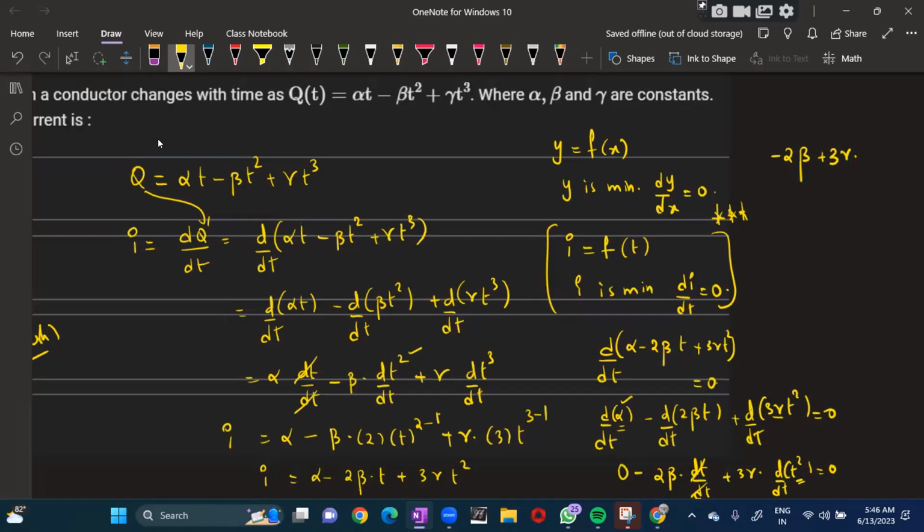dt by dt is 1, so minus 2 beta plus 3 gamma. What is the differentiation of t square, tell me? 2 into t power 2 minus 1 equal to 0. So minus 2 beta plus 3 gamma into 2 into t equal to 0. Minus 2 beta plus 6 gamma into t equal to 0. 2 1s are 2, 2 3s are 6. So 3 gamma into t equal to beta. T value, how much? Beta by 3 gamma.